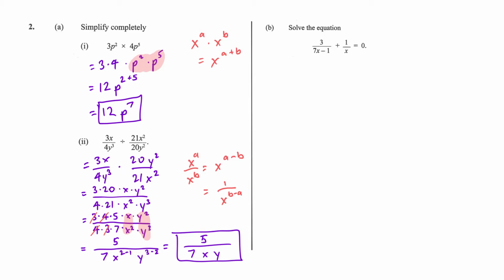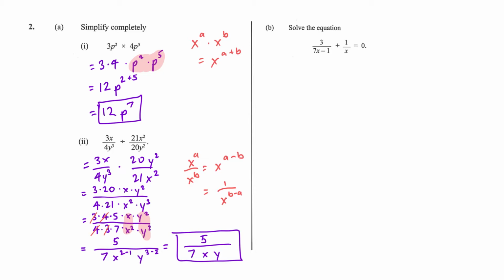In part B, we're asked to solve the equation 3 over 7x minus 1 plus 1 over x equals 0. The approach I'm going to take here is to multiply by the least common multiple of the denominators. When I do that, I'm going to get rid of all of the fractions. In this case, the least common multiple of the denominators is the product of the denominators.